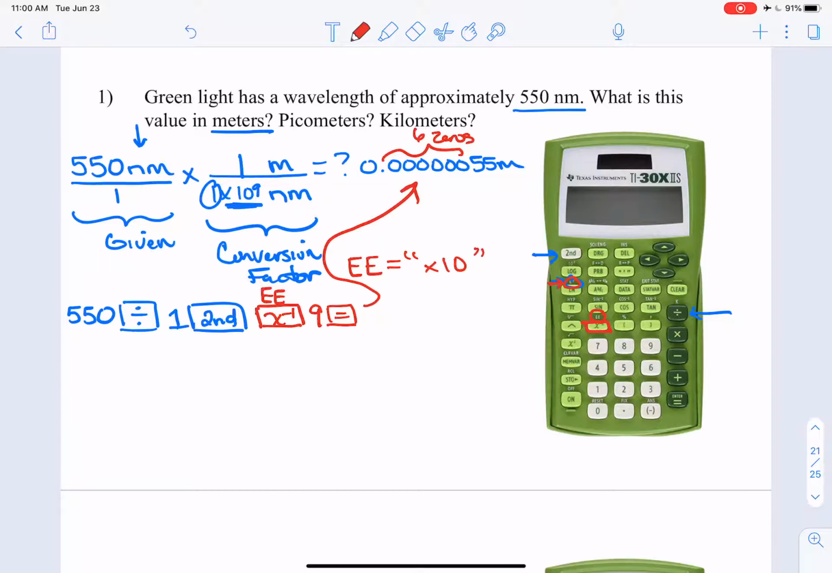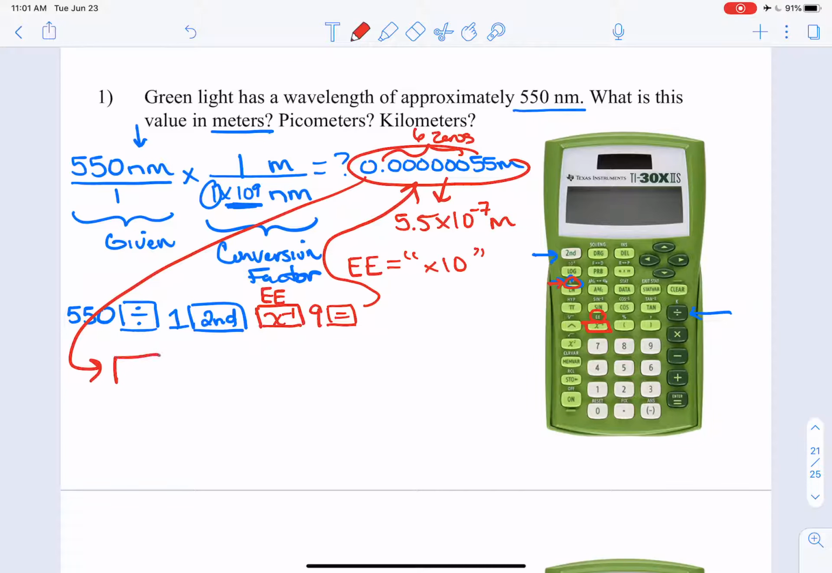Now, if we wanted to get to scientific notation, so if instead of saying 0.6 zeros and then 5 meters, we wanted to say 5.5 times 10 to the -7 meters, which is the same thing, what we would do with this answer right here is we would then hit the second key, which is again right here.